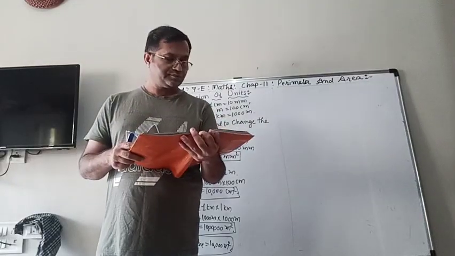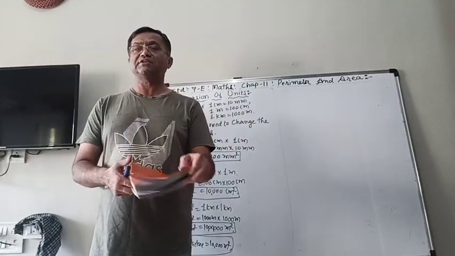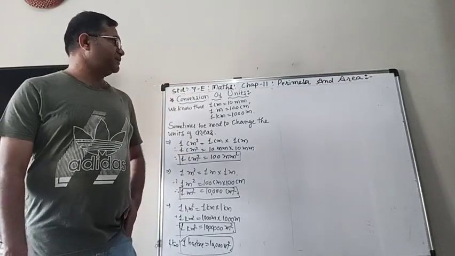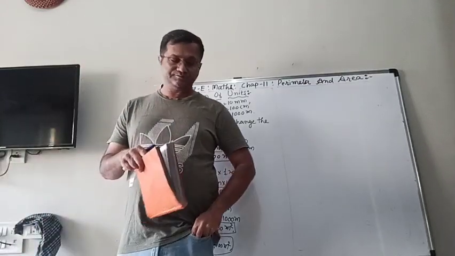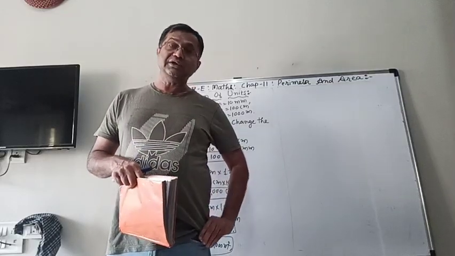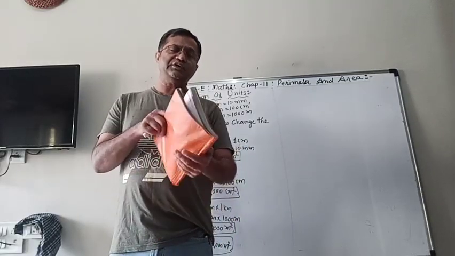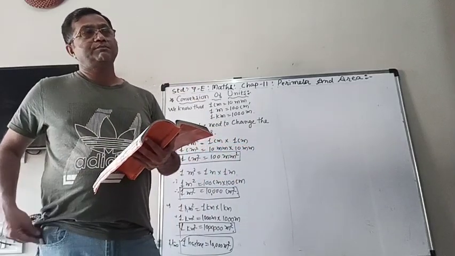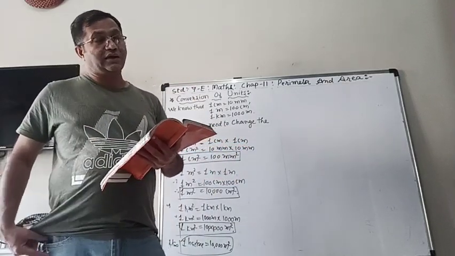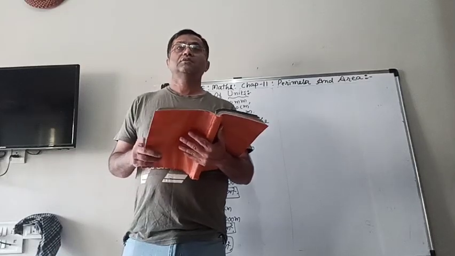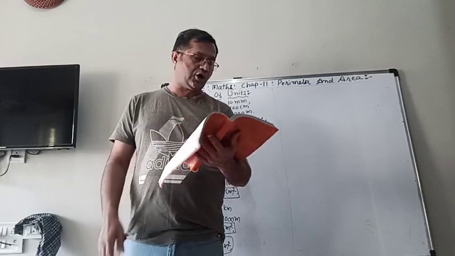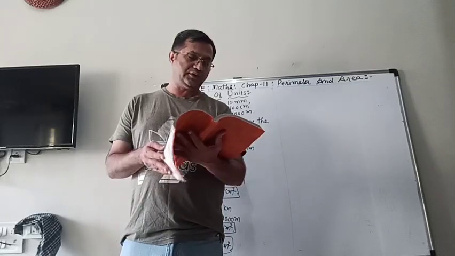Hello students, Standard 7, in chapter number 11, perimeter and area. We learn the different formulas to find the perimeters and area, also the circumference for the circle and area of the circle and so on.